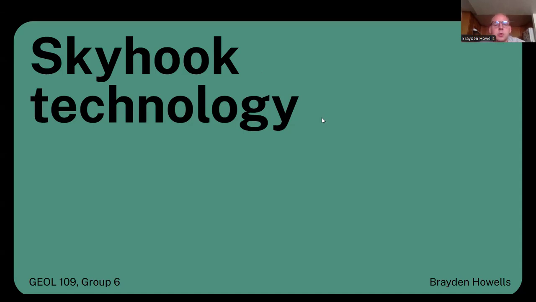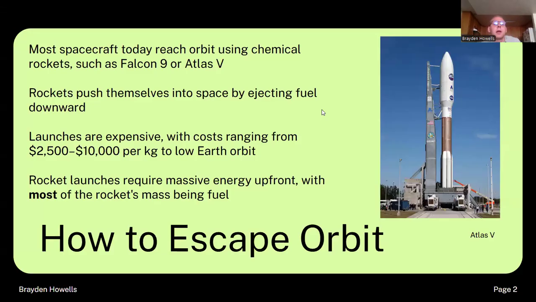First, we're going to talk about how to escape orbit and kind of how rockets work. So I've got a picture of Atlas V here. This is a chemical rocket. Typically, rockets use fuel to propel themselves into space. These launches are expensive, and they require a lot of energy.